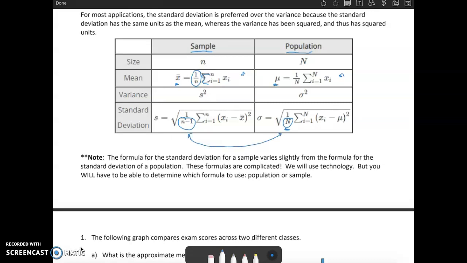What I just need you to worry about is the fact that there is a difference between the two formulas. So when you're in the technology, you want to make sure that you tell it appropriately based on the question that you've read and that you're working on. Is it a sample standard deviation that you're working on, or is it a population? And make sure that you use the correct command inside the technology.